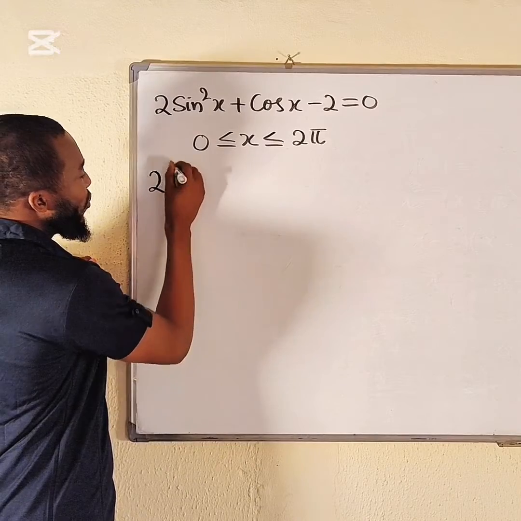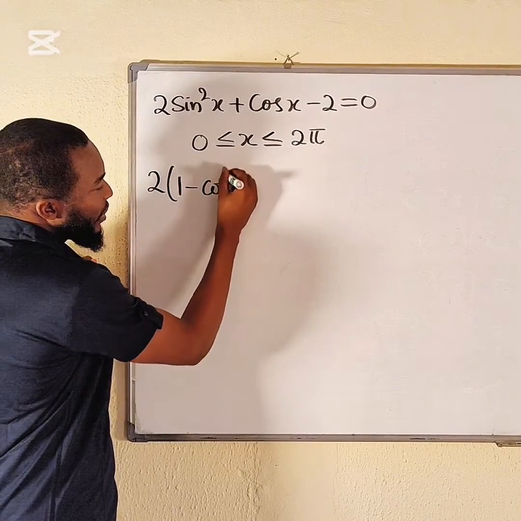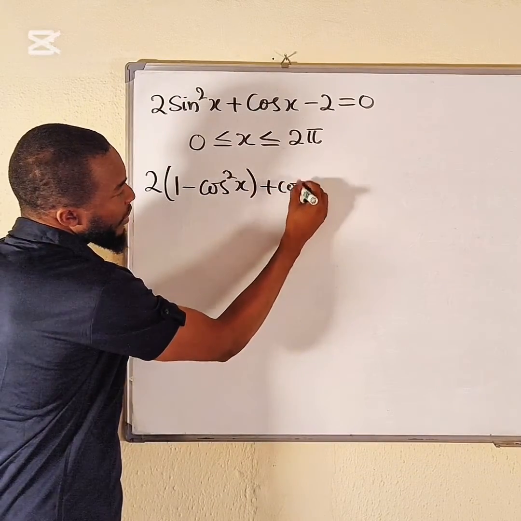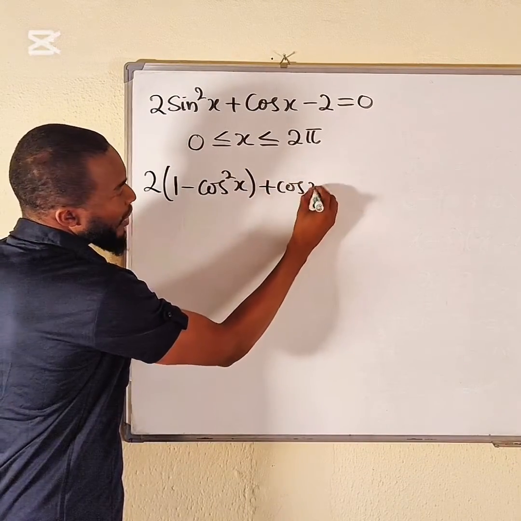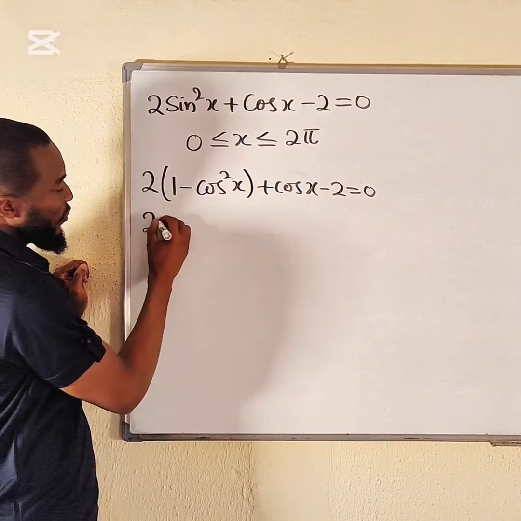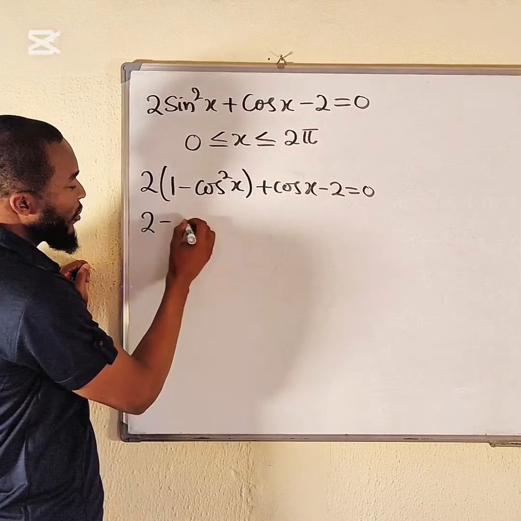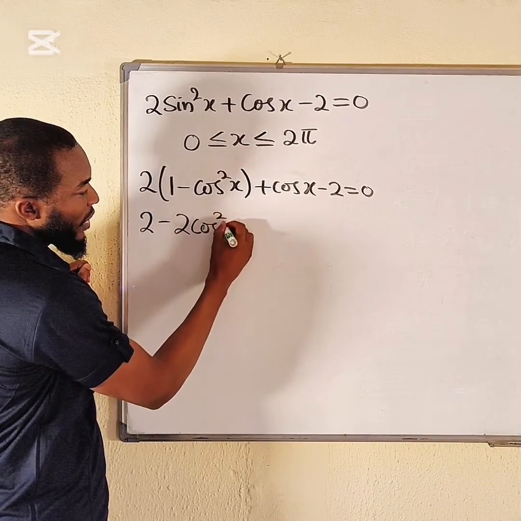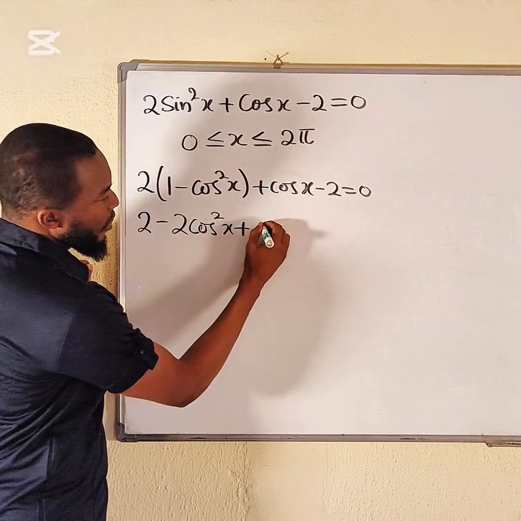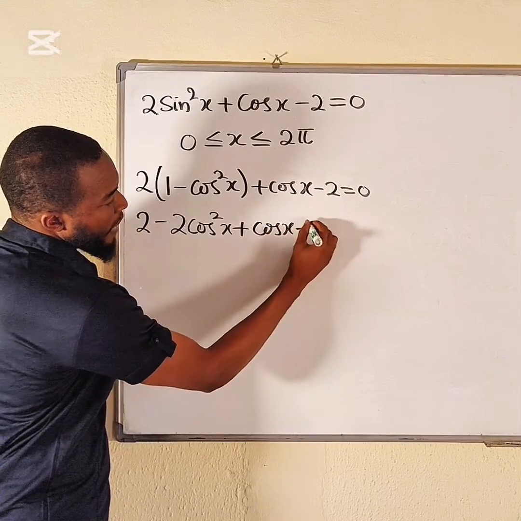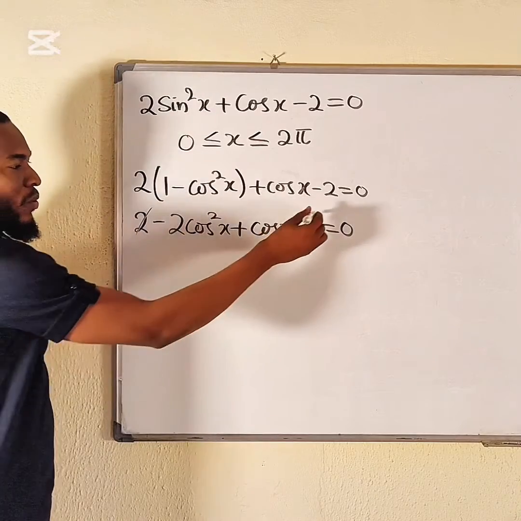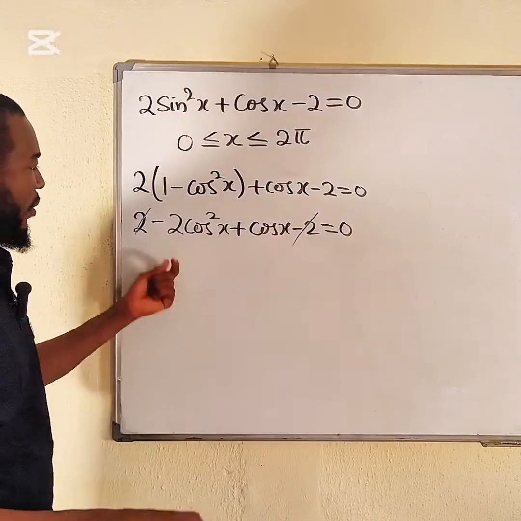So we have 2 multiplied by 1 minus cosine squared x instead of sine squared x, plus cosine x minus 2 equals 0. Let's expand. This is 2 times 1 is 2 minus 2 cosine squared x, then plus cosine x minus 2 equals 0. All right, 2 minus 2 will go. What do we have left?